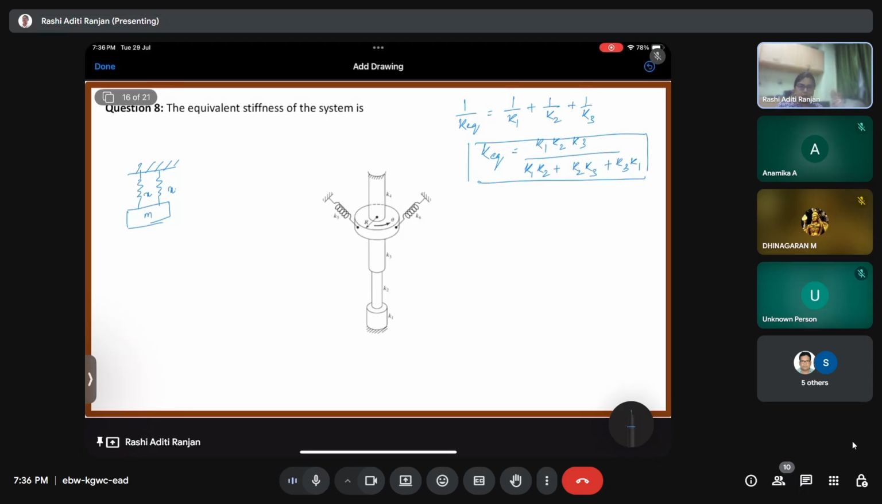So K4 and KEQ are in parallel, so we'll have K4 plus KEQ, something like this.